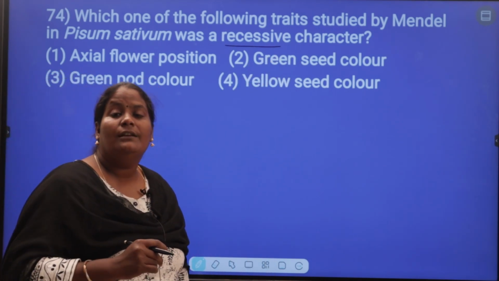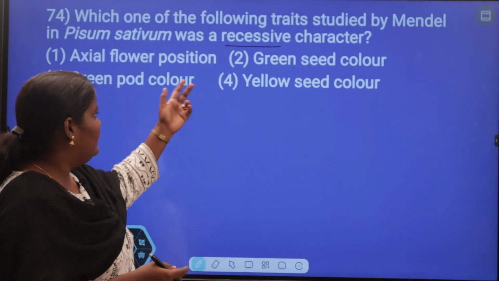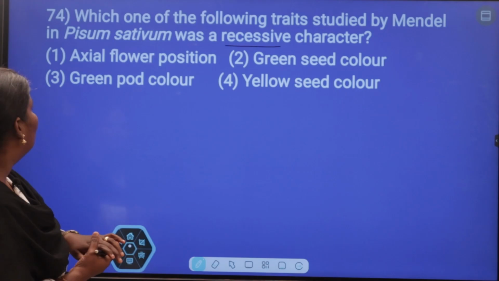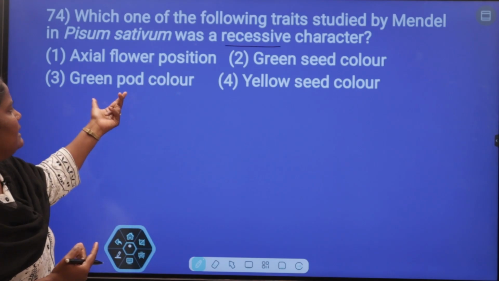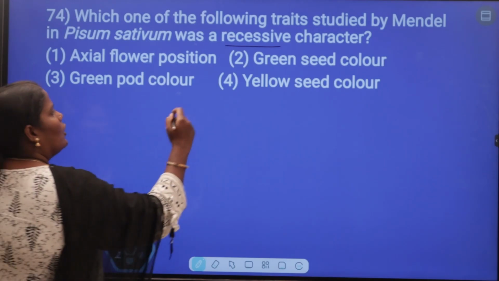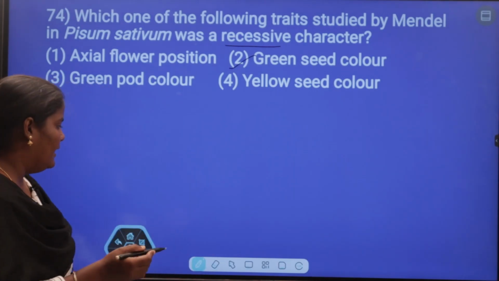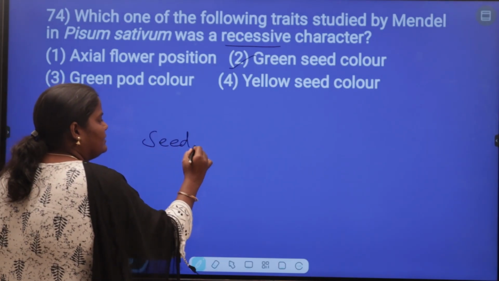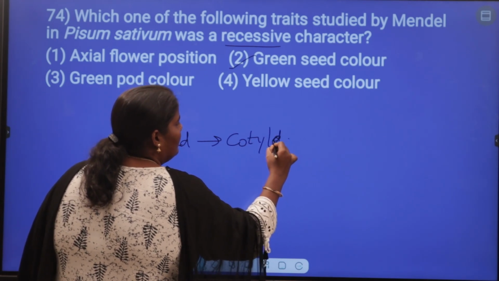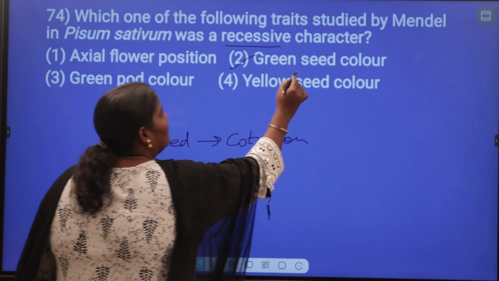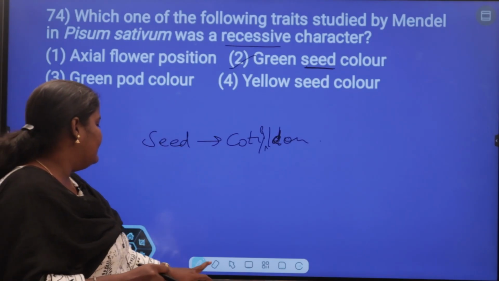1 gene inheritance and 2 gene inheritance with the help of Pisum, used 7 contrasting characters. Among that, which one in the given 4 options is the recessive one? Axial flower, green seed color, axial flower position, green seed color, green pod color, yellow seed color. Among the given 4 options, the green seed color is the answer for this question. And one more piece of information, instead of seed, sometimes they might mention cotyledon also. So either in this segment, instead of seed, they even mention the cotyledon. That is also supposed to be the answer.